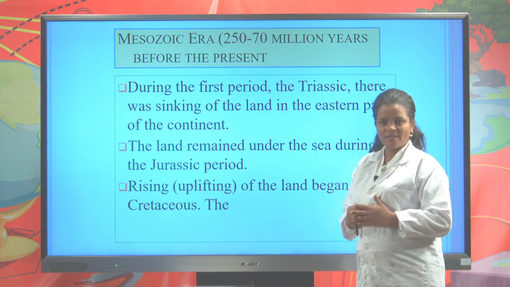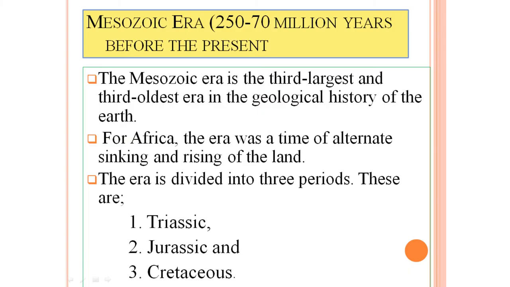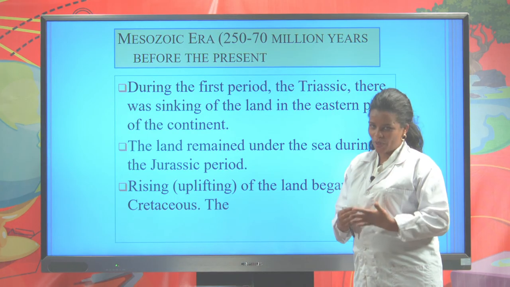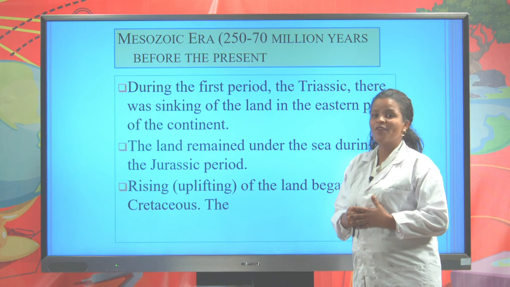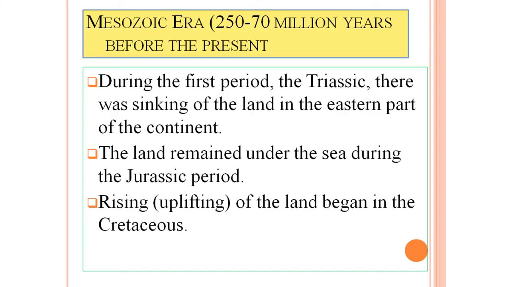During the first period, that is Triassic, there was sinking of the land in the eastern part of the continent because of internal force. And during Jurassic period, all the Horn of Africa was invaded by the sea. And also, rising and uplifting of the land began in Cretaceous period. So, during Mesozoic era, different events happened.